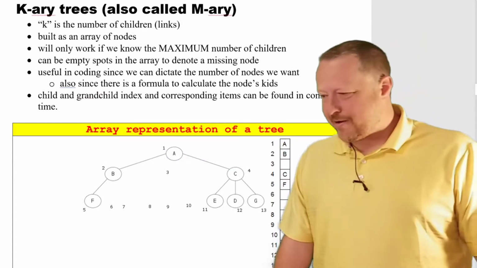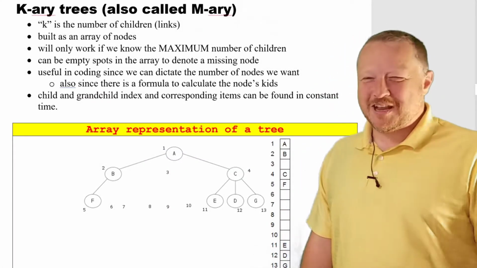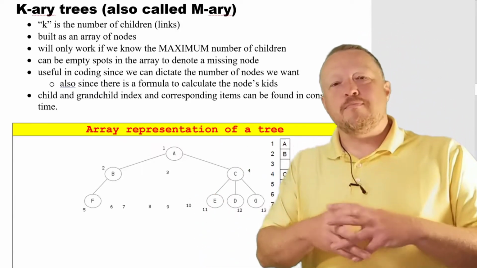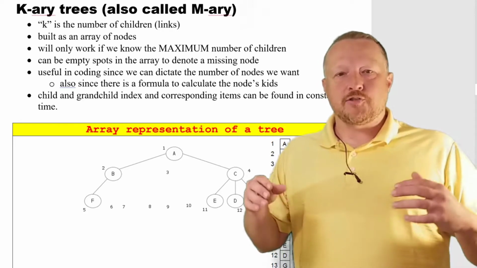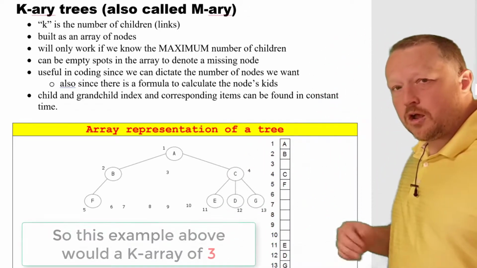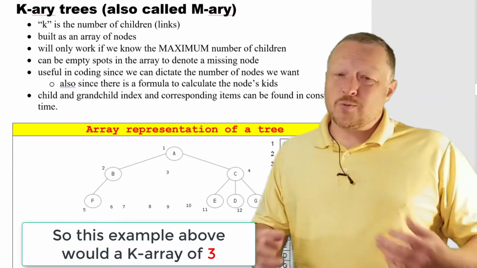So welcome to K arrays or M arrays. There's a couple of different names. The K or the M portion is the number of maximum children that a tree can have. It is built of an array of nodes. So that's one of the nice things about it.